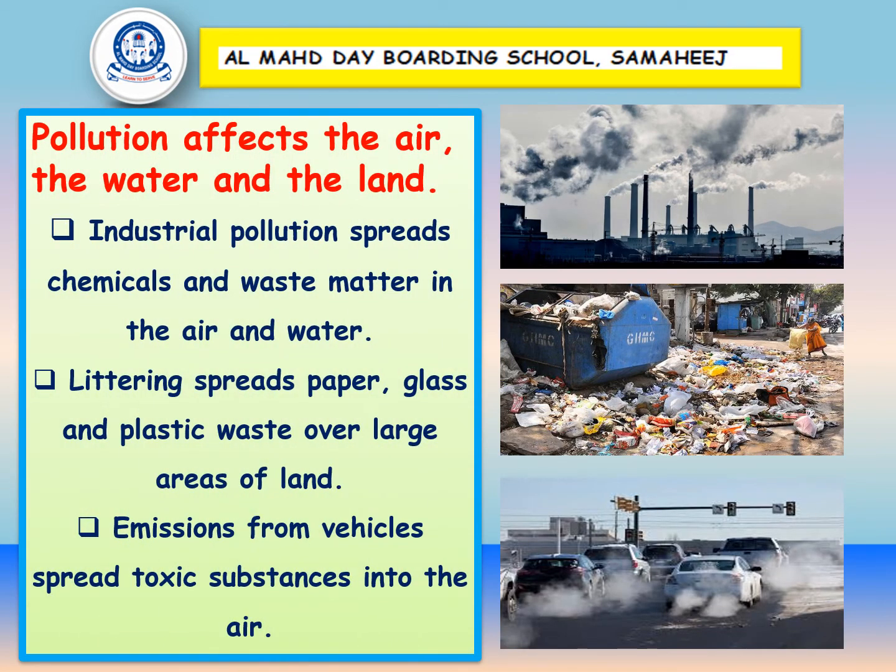Pollution affects the air, the water, and the land. Industrial pollution spreads chemicals and waste matter in the air and water. Littering spreads paper, glass, and plastic waste over large areas of land. Emissions from vehicles spread toxic substances into the air. So remember, pollution affects the air, the water, and the land.